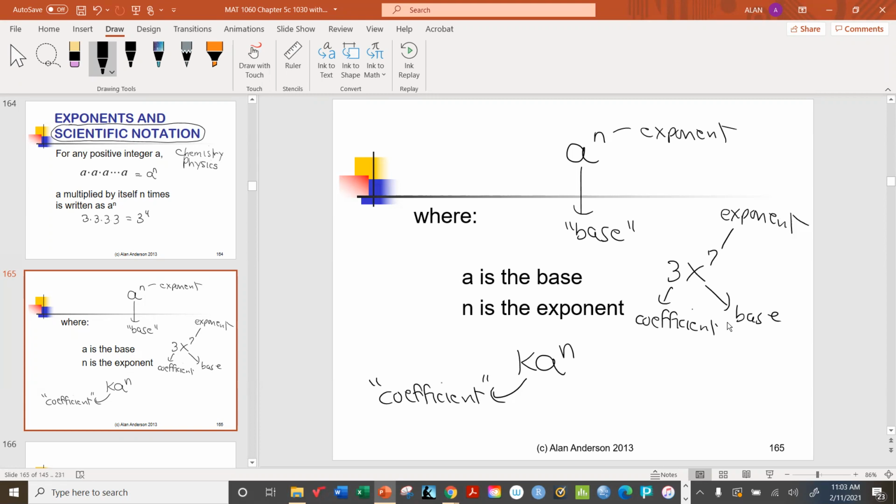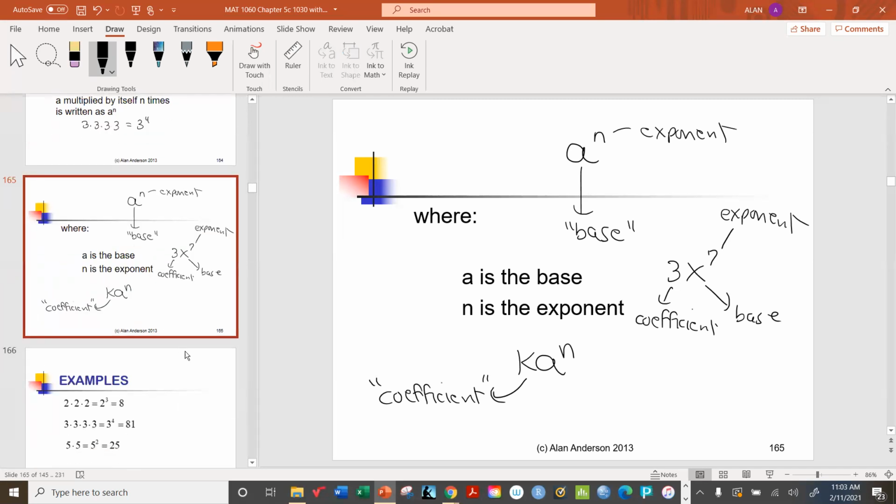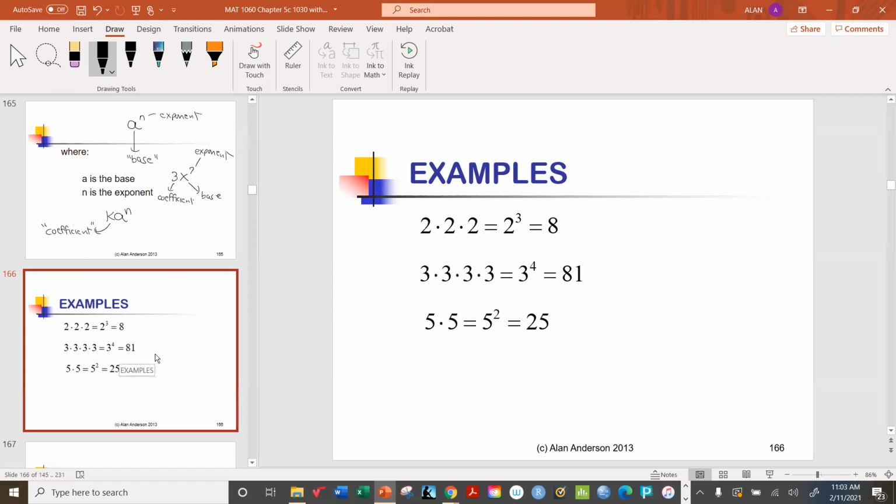And when we start looking at algebraic properties of exponents, it's important to be aware of these terms. Beautiful. All right, now let's look at some special results. For example, first we got some other examples here, just as a quick reminder of what exponents actually mean.